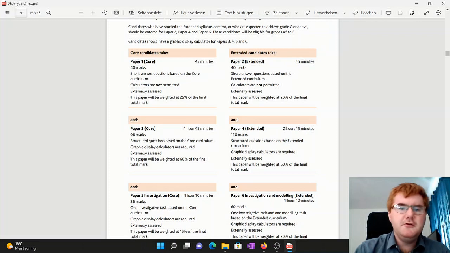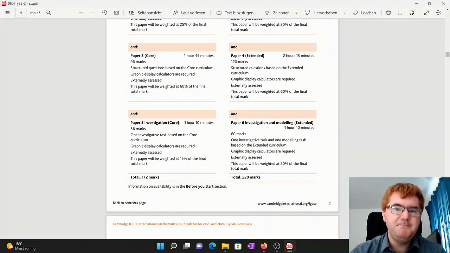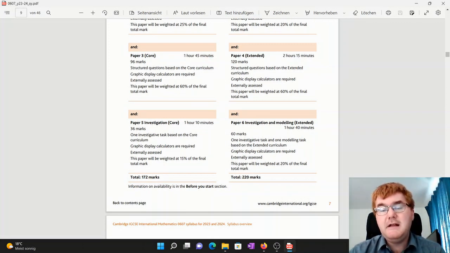Now, the big difference, of course, is the papers below, so paper 5 and paper 6, the investigation and modelling paper. And this is a paper students often really do struggle with. They don't have enough practice on it, working with these long extended investigative tasks and being able to use the graphical calculator in different contexts.